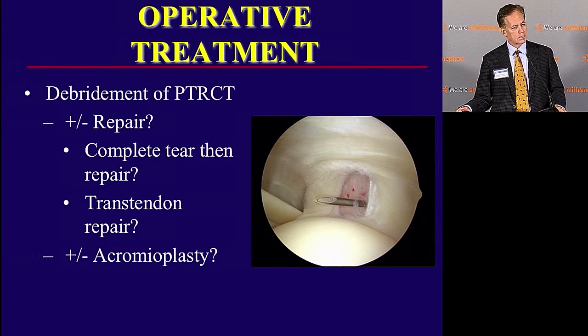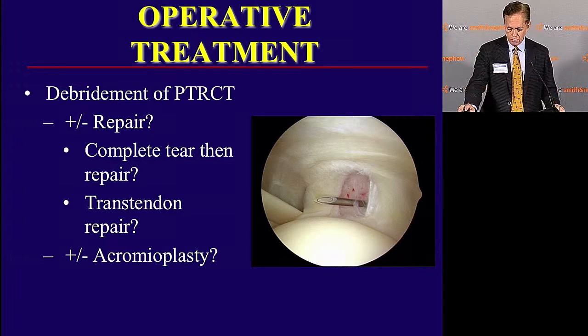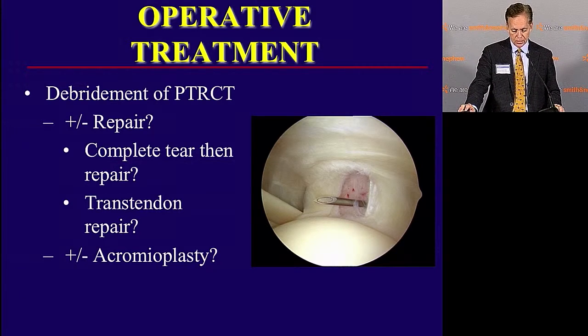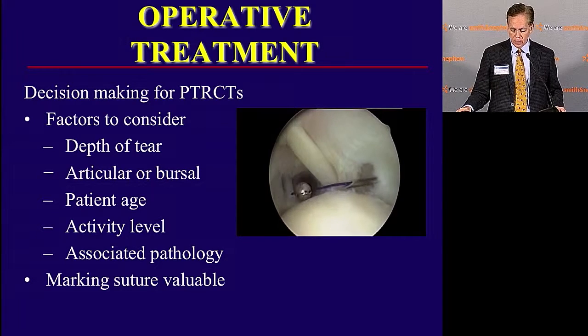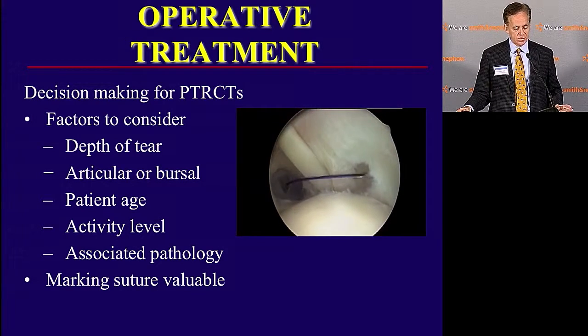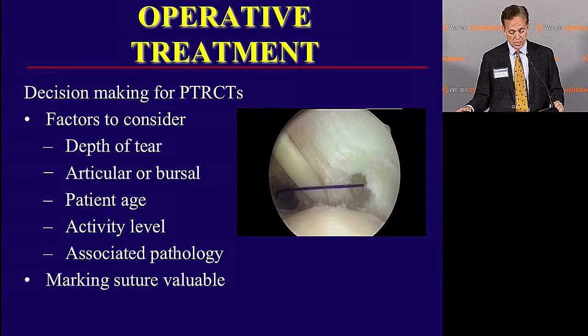Do we complete the tear and repair it, or do we do a transtendon type repair? And how do we manage subacromial reaction with acromioplasty, et cetera? So decision-making for partial thickness tears is important. And there are several, I think, important factors to consider here. One is, of course, how deep the tear is, and we're going to talk more about that. Whether it's an articular-sided or bursal-sided or combined tear, the patient age, activity level, and associated pathology.